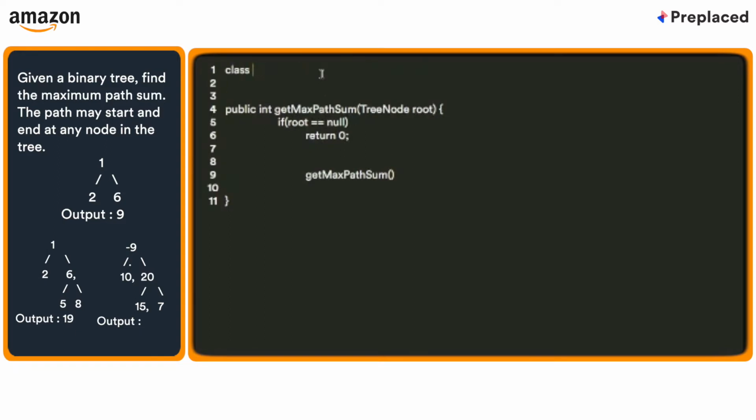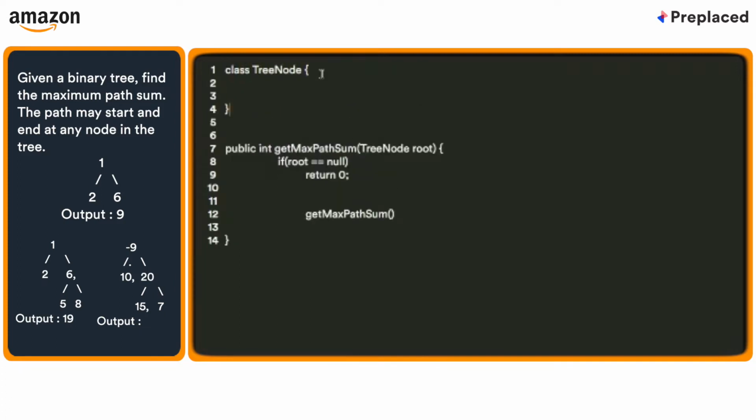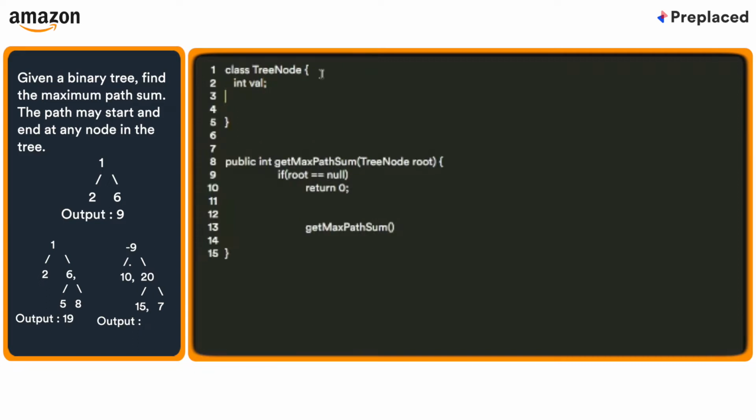So my tree node class has one integer val, which is the value, and left and right. Assume that, don't spend your time on that. Okay, left and right, yeah. So here I'm evaluating the left sum.